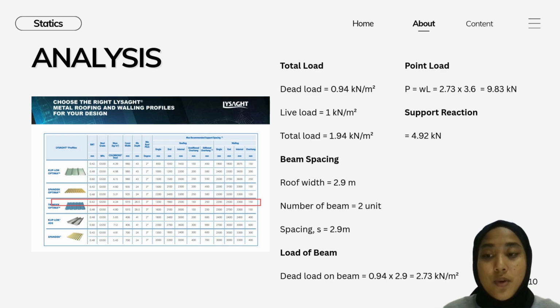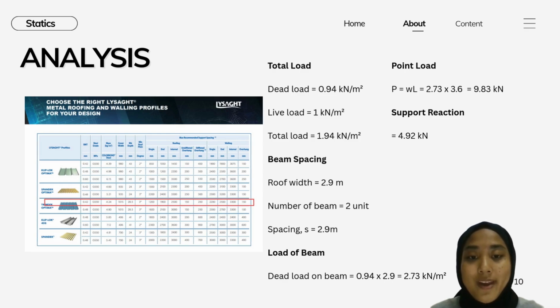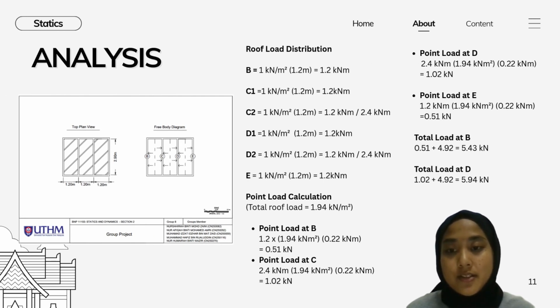The total load is 1.94 kN per square meter, made up of dead load and live load. This load creates a point load of 9.83 kN and a support reaction of 4.92 kN. The roof used two beams with 2.9 meters spacing and each beam carried 2.73 kN per square meter. We look at how the roof load is distributed across the structure. Each section of the roof contributes to the beam, so we calculate the load for each part. Then the distributed load is converted into equivalent point loads at specific locations on the beams.